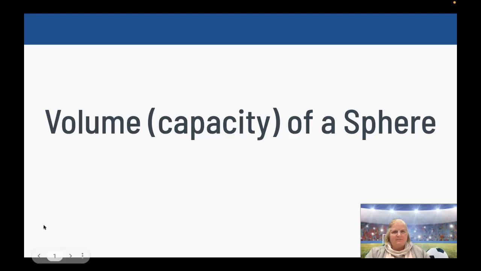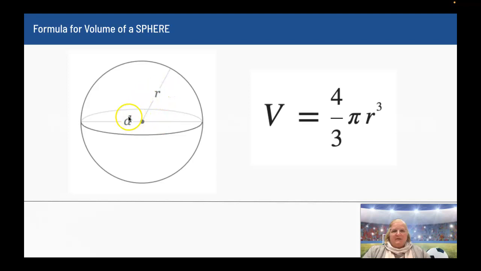Volume is capacity. It is how much something holds that is three-dimensional. We use volume in three dimensions. So the volume or capacity of a sphere. When you have a sphere, you have a diameter, which goes across the center from one side to the other side, and you have a radius of the sphere. The radius goes from the outer edge of the sphere to the center. So it's half the diameter.